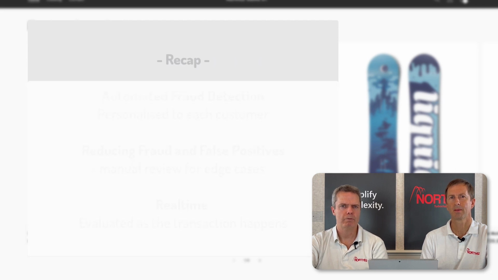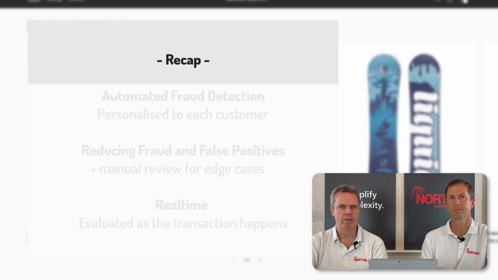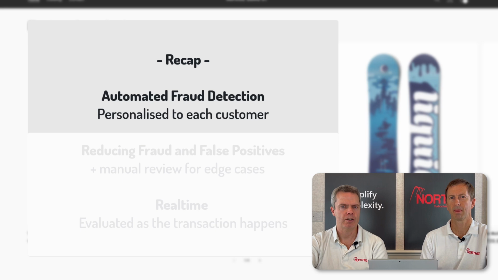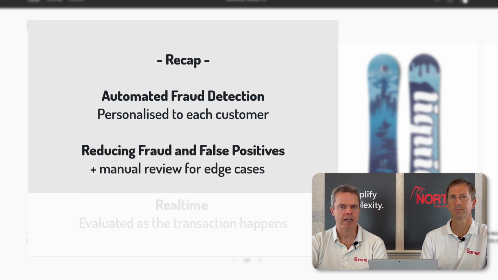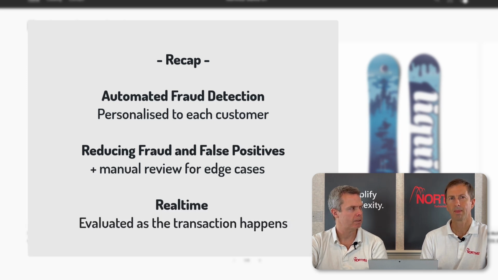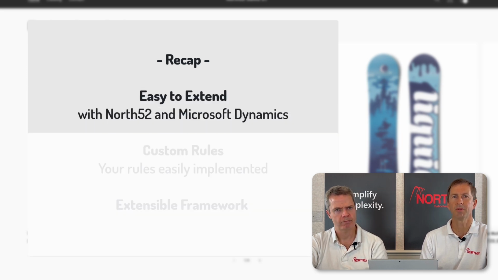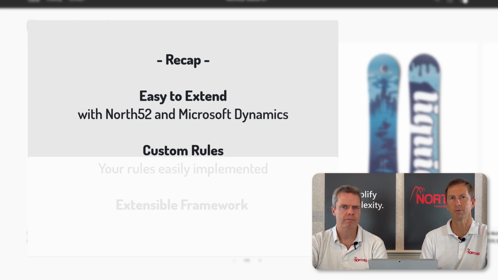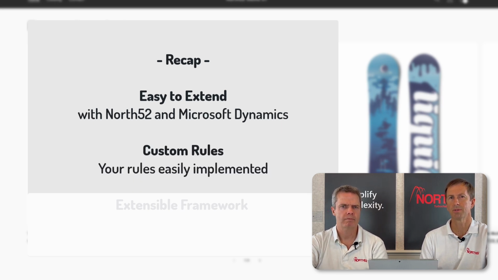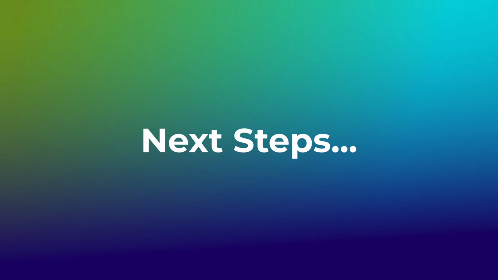Okay, so a quick recap. You're getting automated fraud detection that's personalized to each customer, reducing both fraud and false positives with a manual review workflow for edge cases, and all happening in real time. And because it's built on North52 and Dynamics 365, you can extend this. Maybe you want different rules for different product categories, or you want to integrate with your customer service system for follow-up. The framework is there.